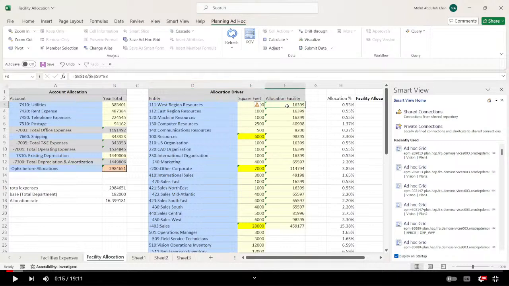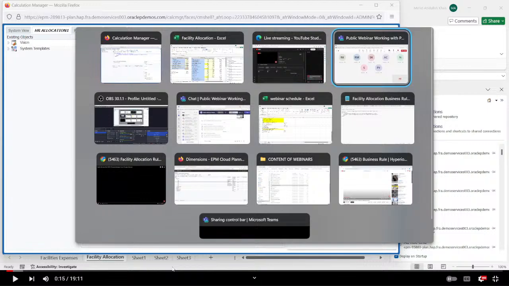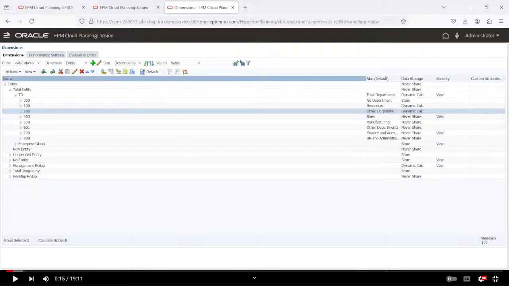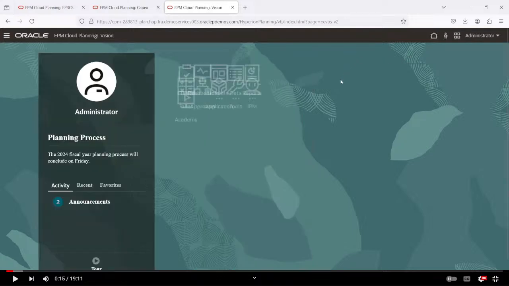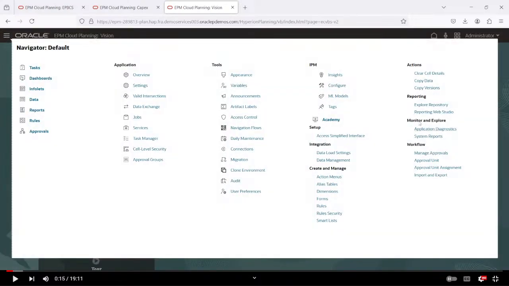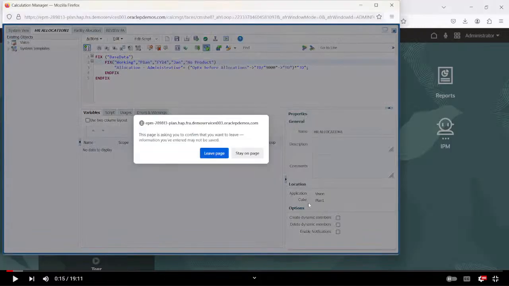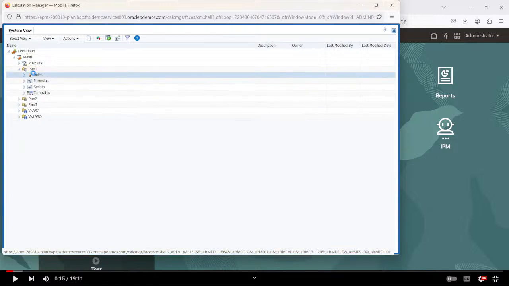This is all about facility allocation, and this is all we're going to do in the business rule. So let's move on to our application. Okay, so this is our Vision application. Rules. Let's go to plan 1.